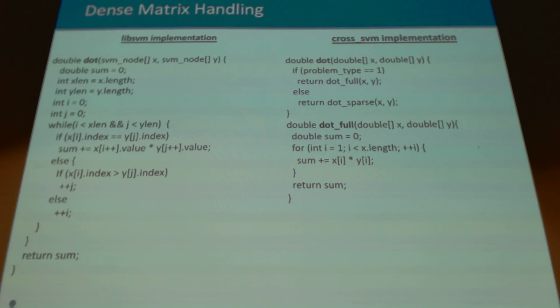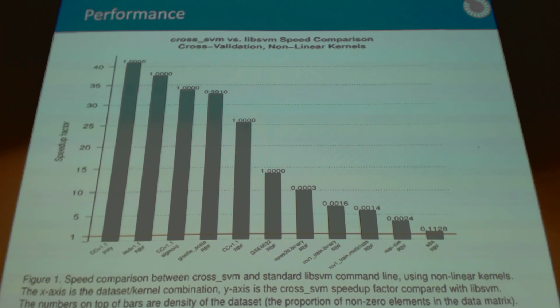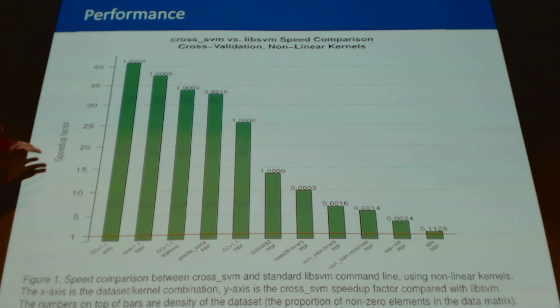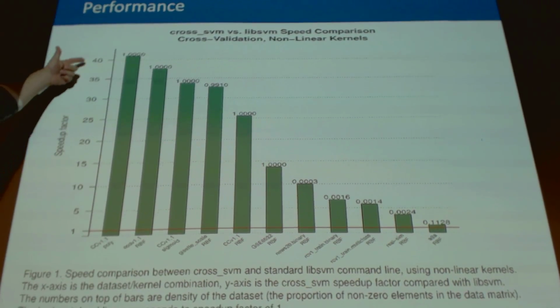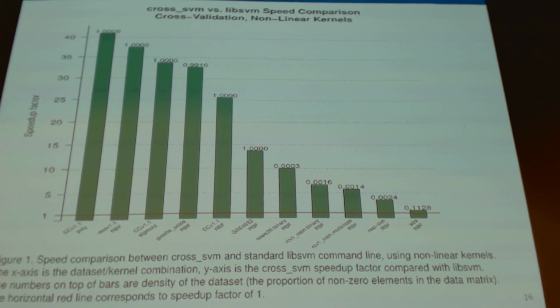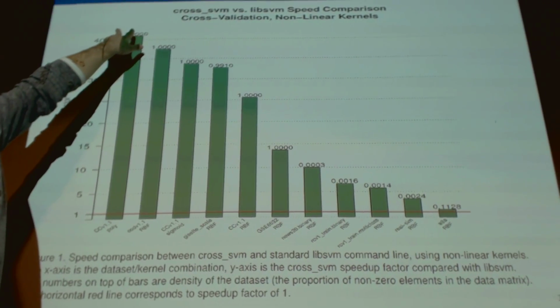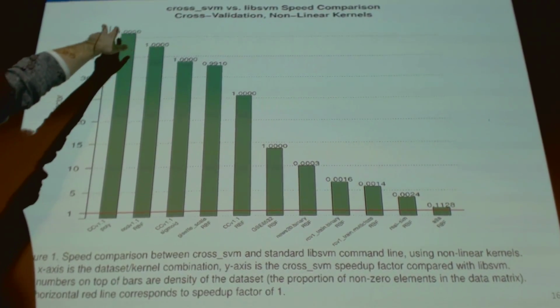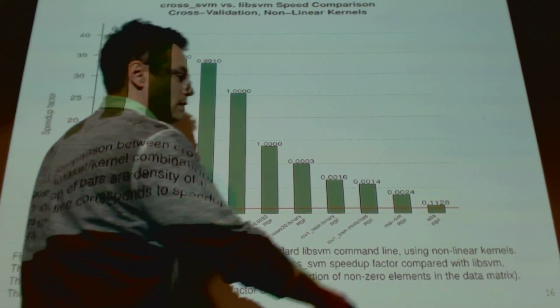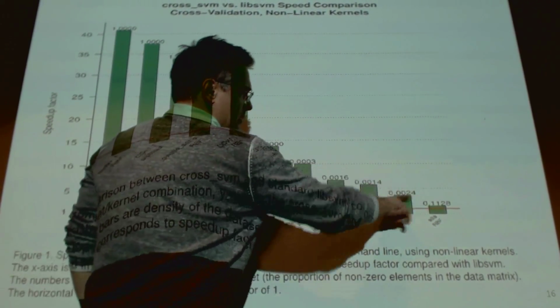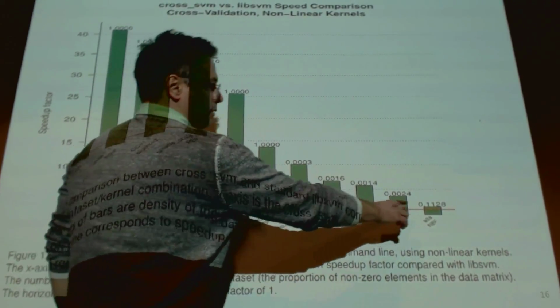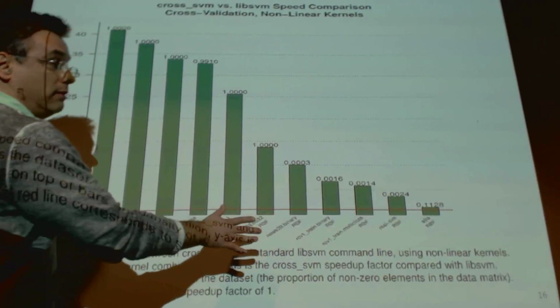Let's finish this. Now, this shows the improvements in speed among the different data sets we tried. This is how many times improvement. On top of the bar is how full the data set is. And as you can see, if data sets are kind of sparse, you don't get as much, but still you get a lot.